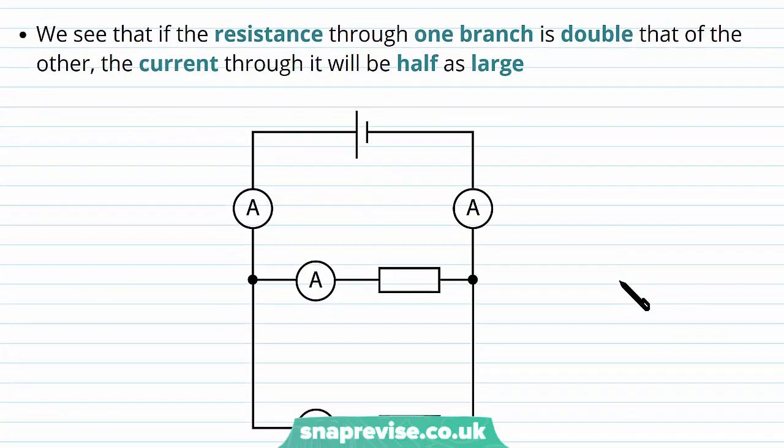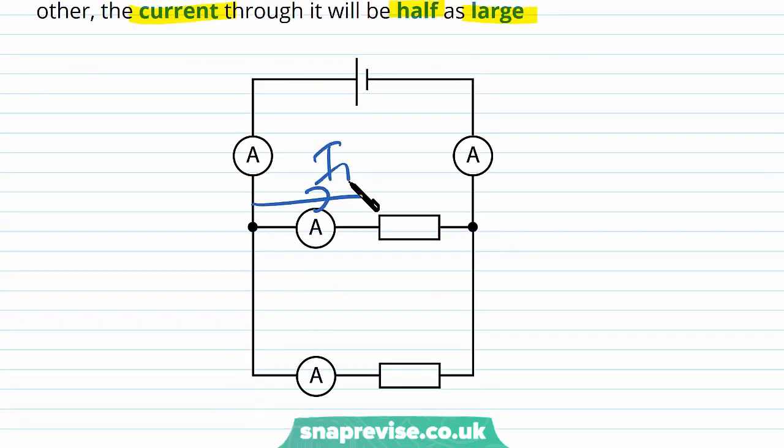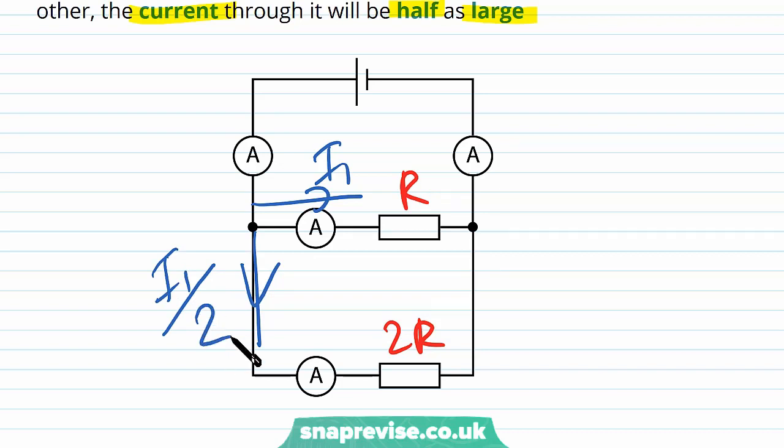3 amps. We see that if the resistance through one branch is double that of the other, the current through it will be half as large. So we've got I1 here, and we said we've got a resistance of R here and a resistance of 2R here. So we saw that the current going through the branch with half the resistance is twice as big as the current going through the branch with double the resistance. So we've got I1 divided by 2 goes through the resistor with resistance 2R, and then I1 goes through the resistor with resistance R. So we can see that the current is inversely proportional to the resistance.